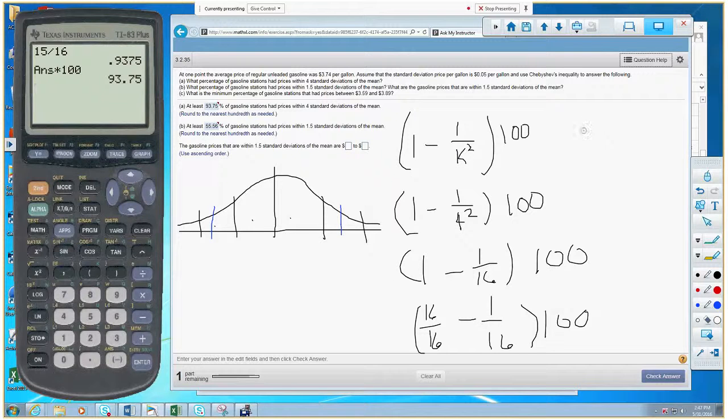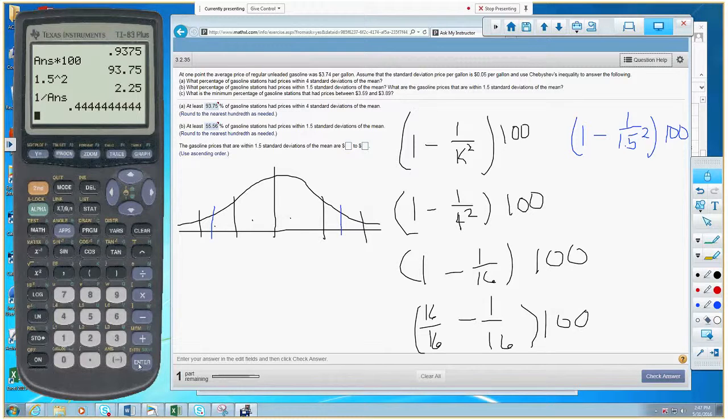So that's going to be 1 minus 1 over 1.5 squared multiplied by 100. Now I'm not going to do each one of these steps. I'm just going to do it on the calculator. So 1.5 squared equals, 1 divided by that, inverse answer, equals, 1 minus inverse answer, and that's multiplied by 100, and that will give you 55.56, which is your answer right here.